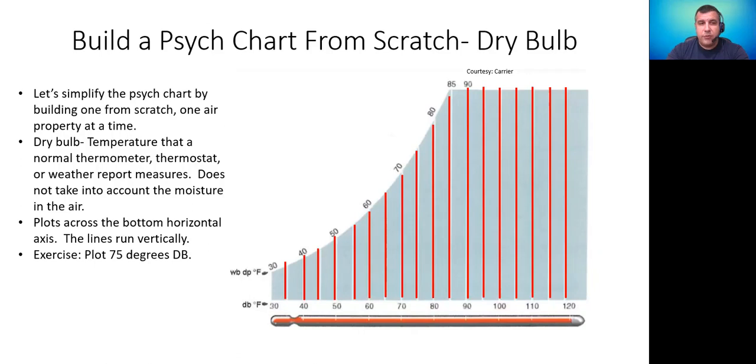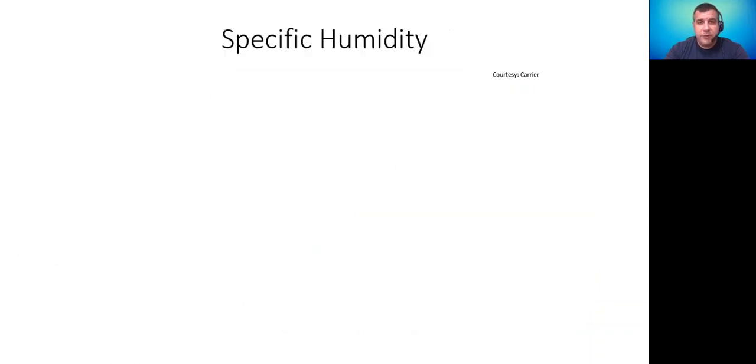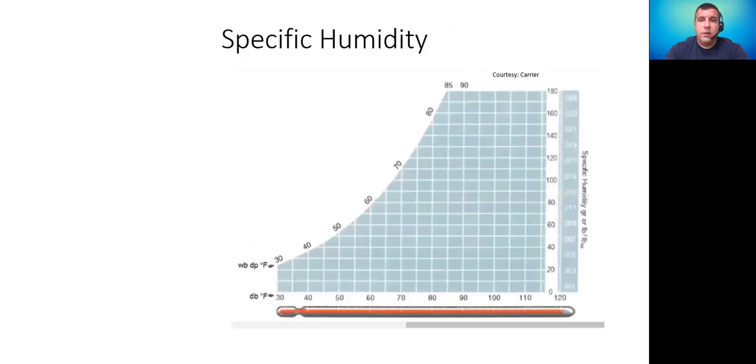Let's do a quick exercise. Let's plot 75 degrees dry bulb on this chart. Where would we plot that line? Well, it's right there, right in the middle. So somewhere along that line, if our air is 75 degrees dry bulb, we're going to be able to plot a point somewhere on that line. But to plot an exact point, we need a second property to intersect with that line. So let's talk about specific humidity next.